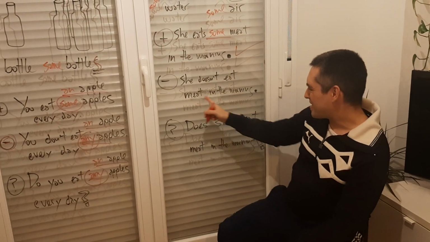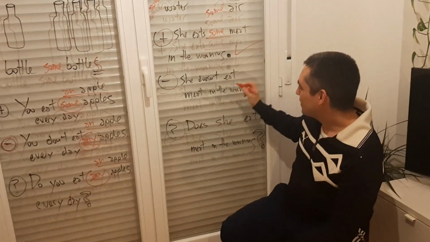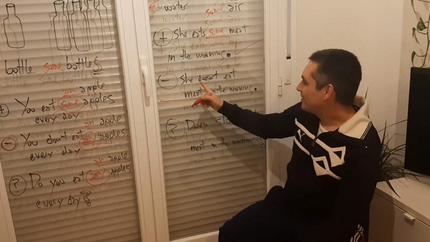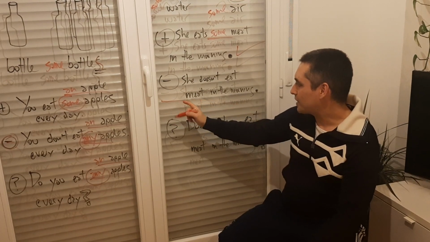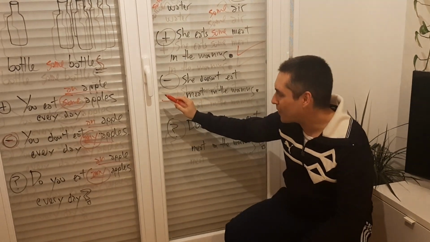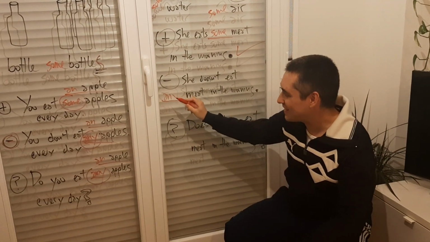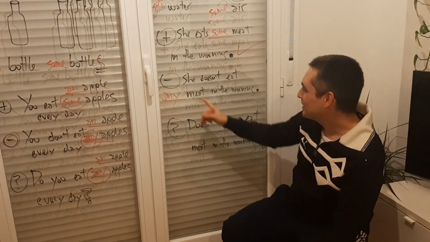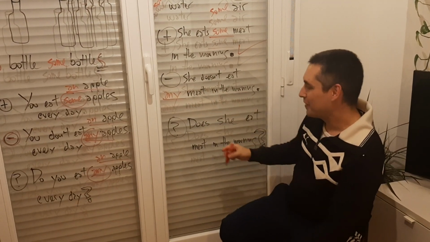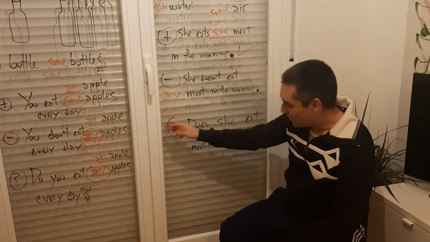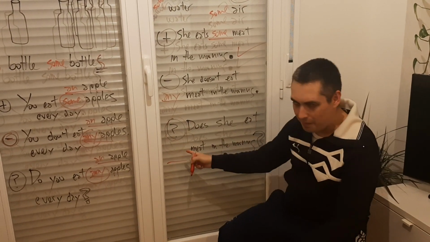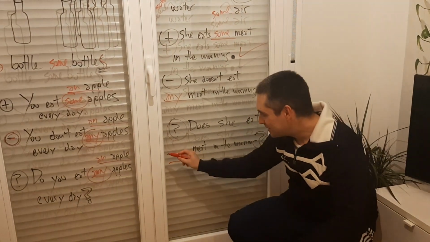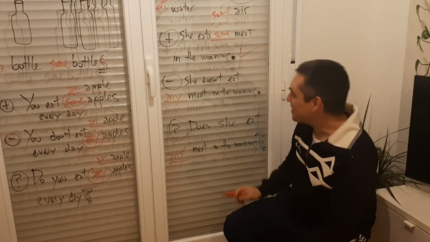She doesn't eat meat in the morning. If you want to add anything here, she doesn't eat some or any? Any. In this case, any. Correct. She doesn't eat any meat in the morning. And finally, the interrogative example. Does she eat meat in the morning? Some or any? Any. Does she eat any meat in the morning?